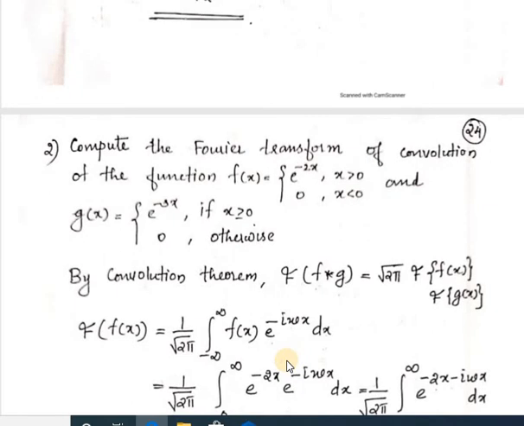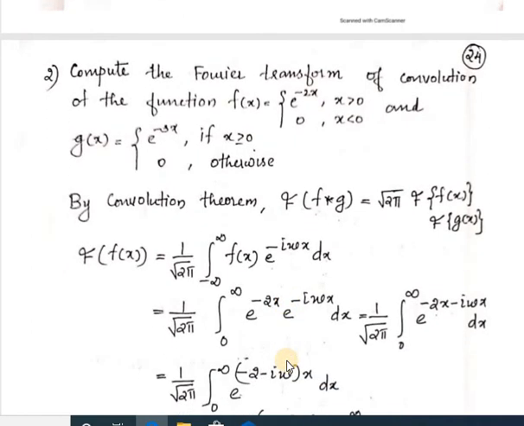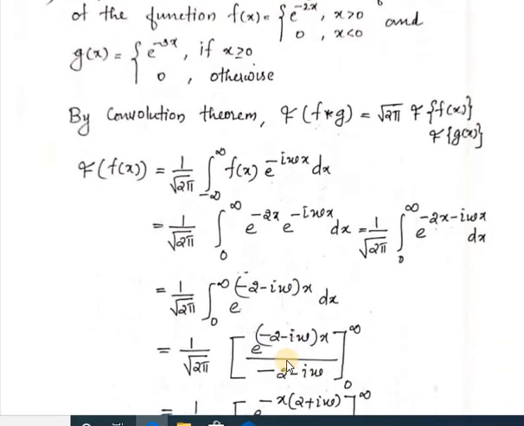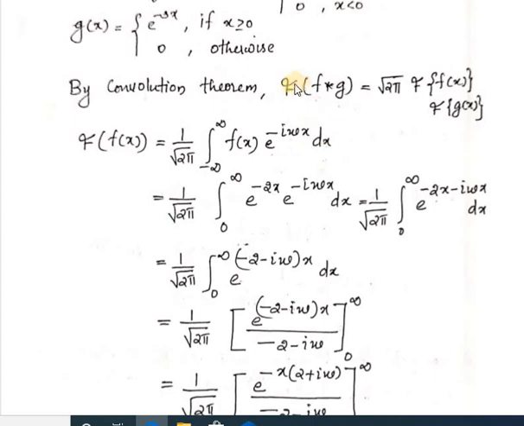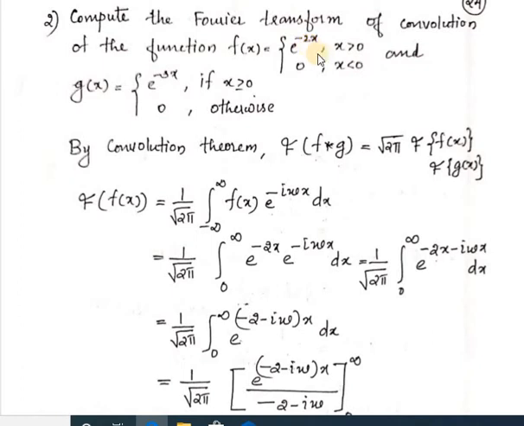Compute the Fourier transform of the convolution of the functions f of x is e raised to minus 2x, x greater than 0, 0 if x is less than 0, and g of x is e raised to minus 3x if x is greater than or equal to 0, 0 otherwise. So by the convolution theorem we can write: the Fourier transform of f star g is equal to root 2 pi times the Fourier transform of f of x into the Fourier transform of g of x. So first we have to find the Fourier transform of the first function. The first function is e raised to minus 2x, and it is only defined for x greater than 0, so the limit will change to 0 to infinity.